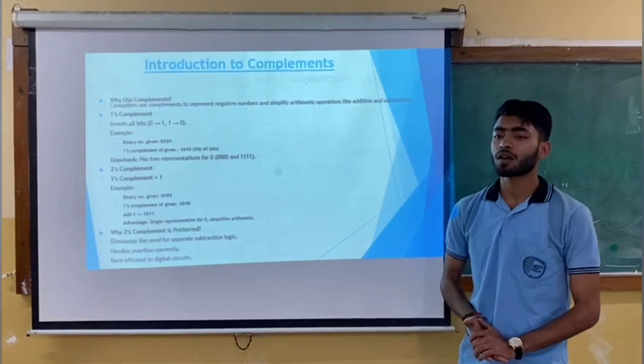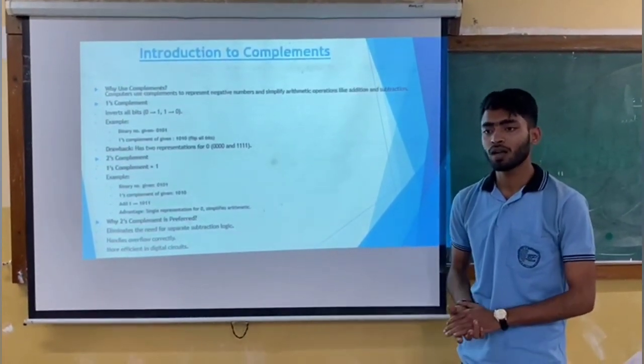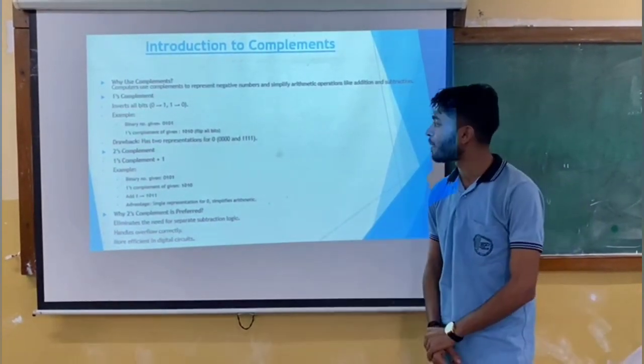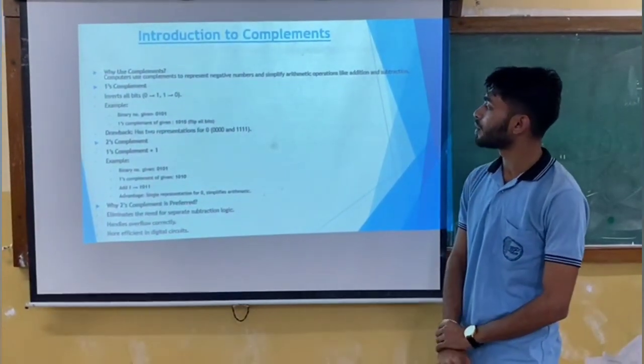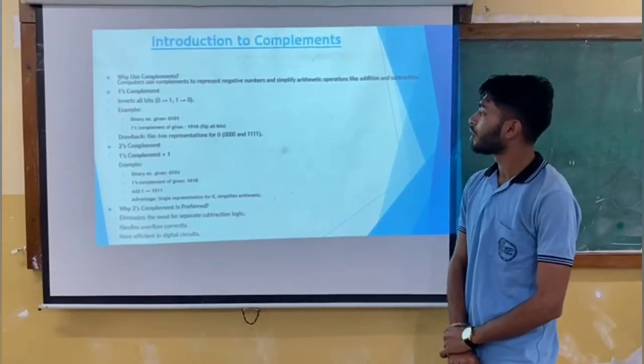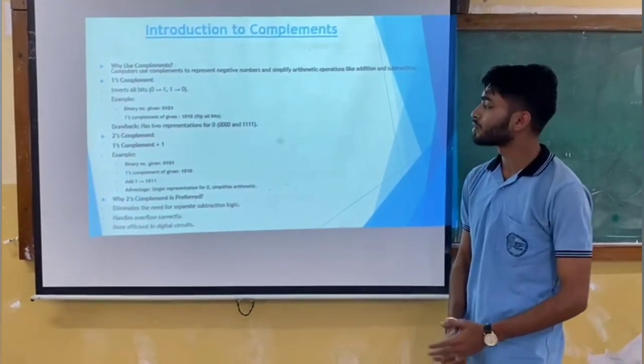We can get the ones complement by flipping the bits, 0 to 1 and 1 to 0. For example, for the given binary number 0101, we have the ones complement of the given bits as 1010, flipping all the bits.